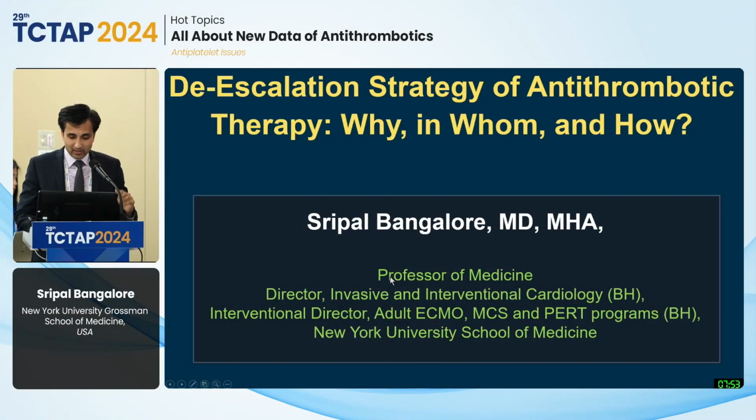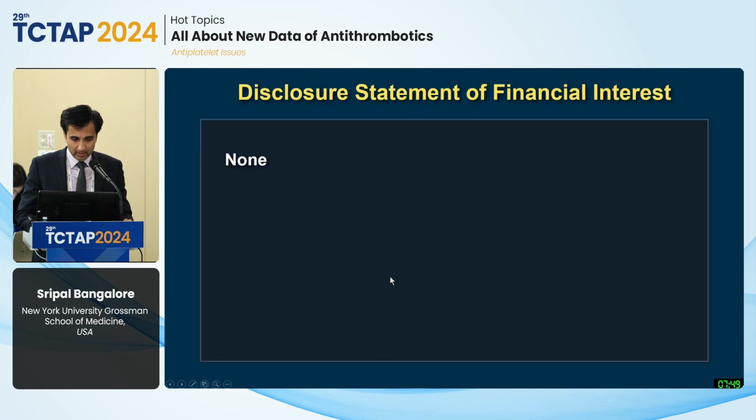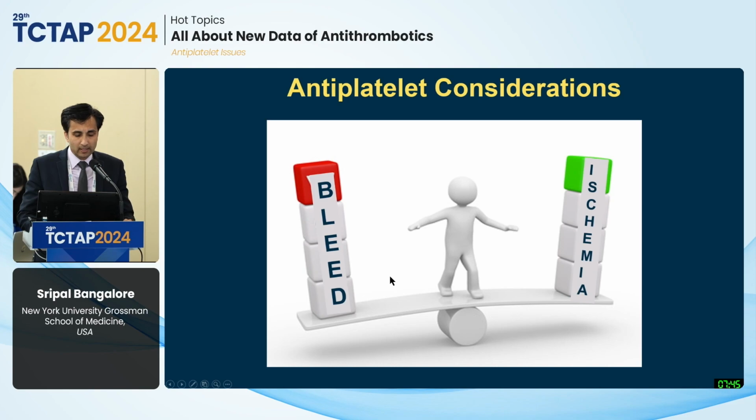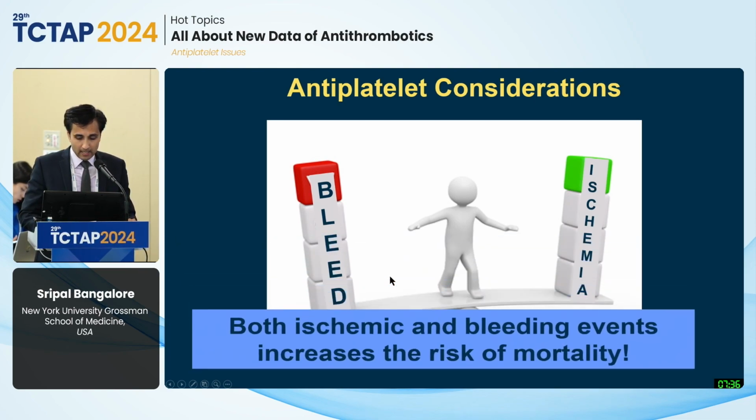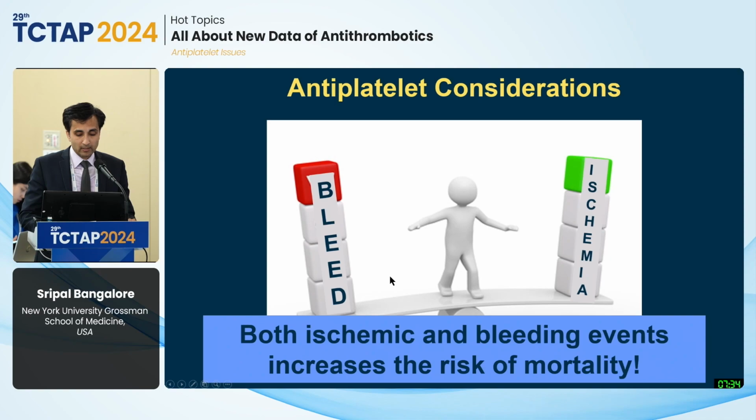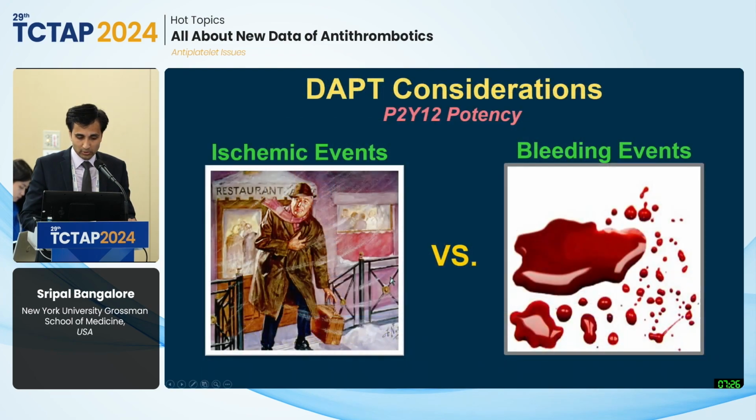I think that was a great talk in terms of escalation therapy. So let's talk about de-escalation. I have no specific disclosure for this particular talk. In terms of antiplatelet consideration, as we all know, we are trying to do a fine balance between bleeding and ischemic risk. And we know from a number of data that both of these ischemic and bleeding events are very important because they are closely tied to the increased risk of mortality.